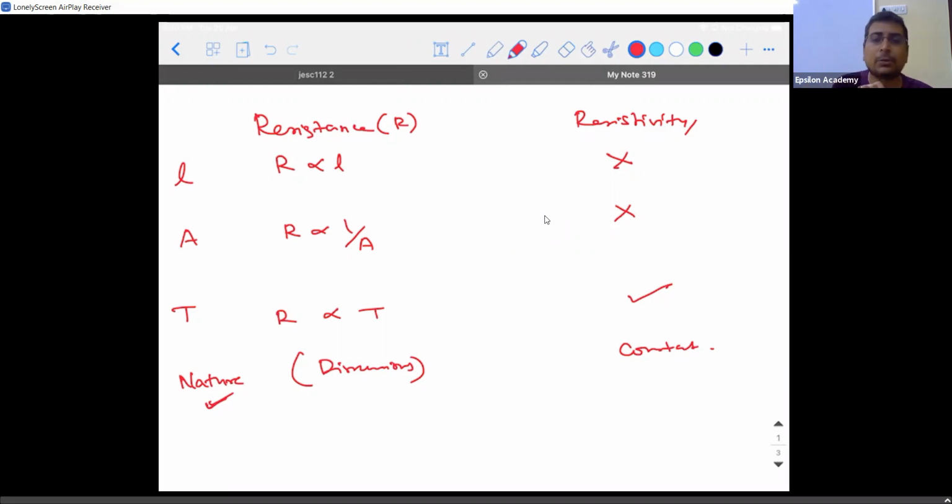So nature means I'm talking about the copper wire. If I take a copper wire, along with the nature, resistance also depends on the dimensions like length and area. Whereas resistivity, whether I take a copper wire of 1 meter, 2 meter, 3 meter, 5 meter, anything, its resistivity is always a constant.